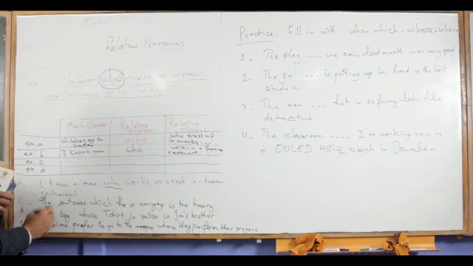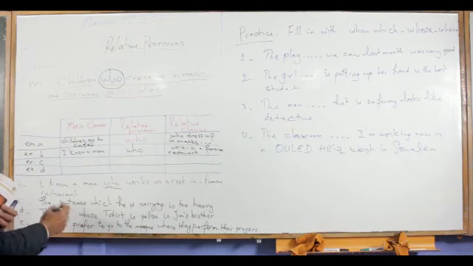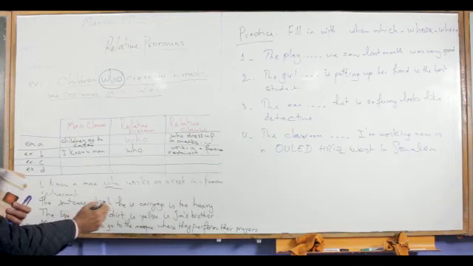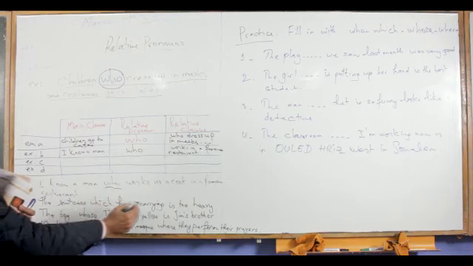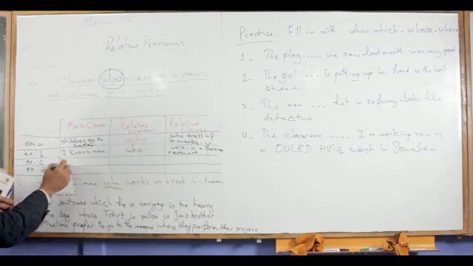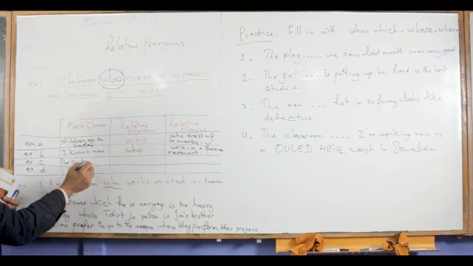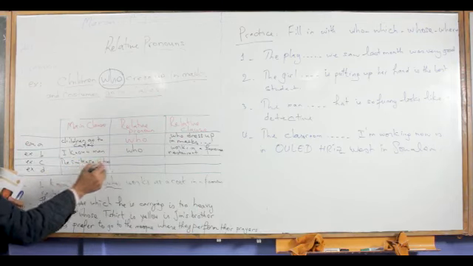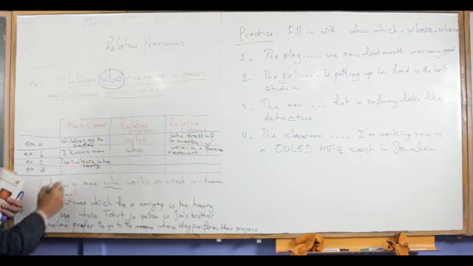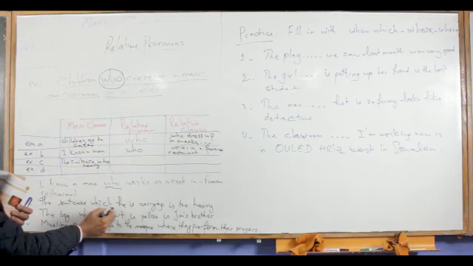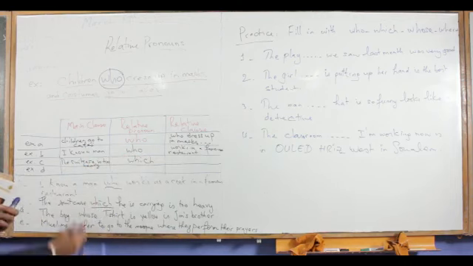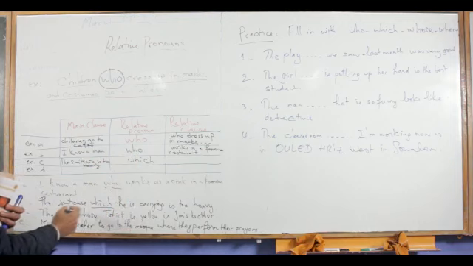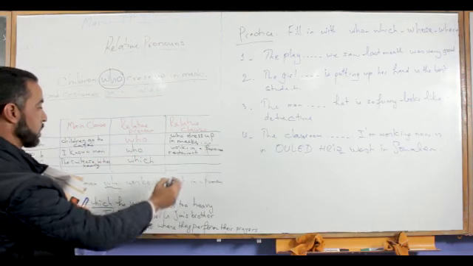Example C. The suitcase which he is carrying is too heavy. Again, we have two clauses. The main clause is the suitcase is too heavy. The relative pronoun is this word, which. And the relative clause is he is carrying.